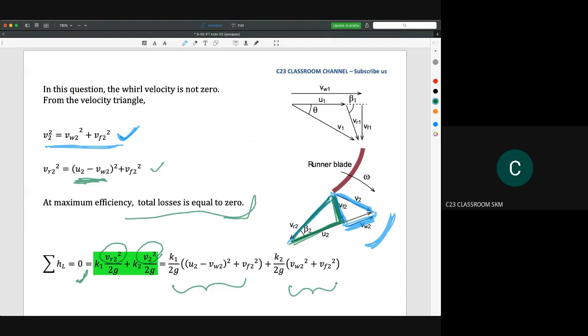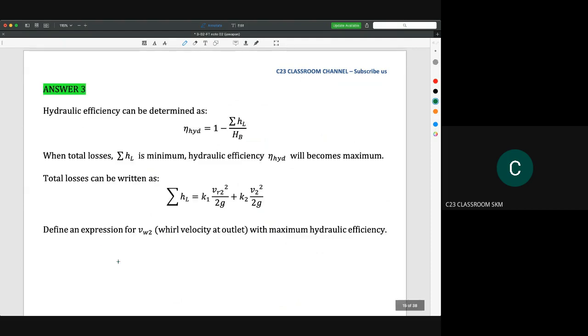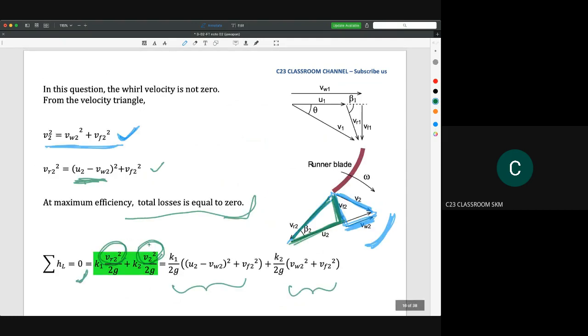Okay, why do we need to substitute this term? Because the question asks about VWL2. So how do we want to solve for VWL2 if our equation doesn't have any term for VWL2? That's why we change the terms here with an equation that has VWL2. So this is the equation.